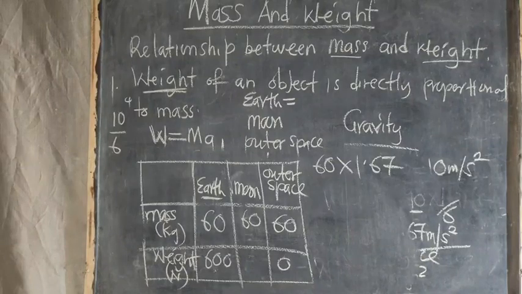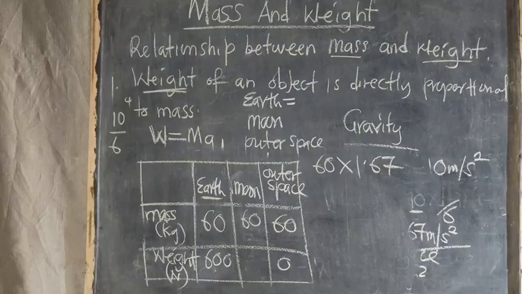Okay, someone comment the answer. Just multiply there. 60 times 1.67. This is the moon. We are on the moon. So just waiting for people. What is the answer there when you multiply?